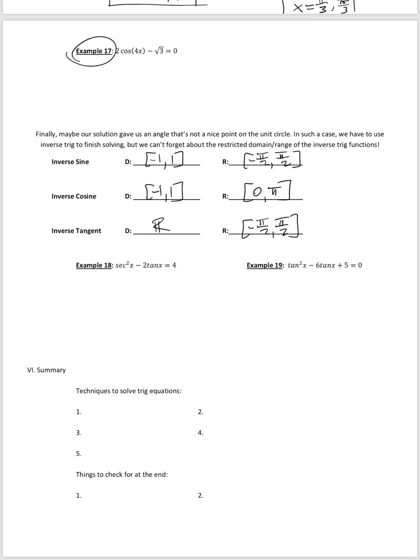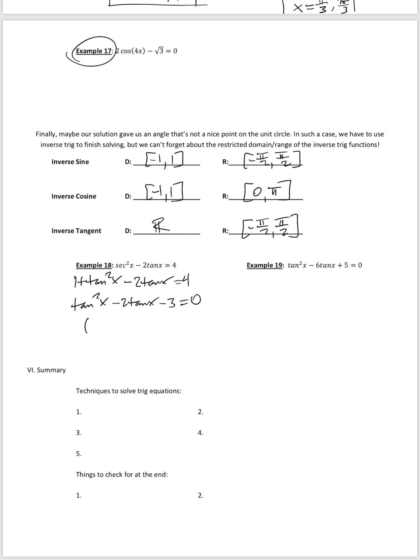So with all of that in mind, let's look at example 18. Secant squared minus 2 tangent equals 4. I'm going to replace secant squared with the Pythagorean identity: 1 plus tangent squared minus 2 tangent equals 4. And I'm going to rewrite this so it looks like a quadratic. So tangent squared minus 2 tangent, subtract 4 from both sides, minus 3 equals 0.